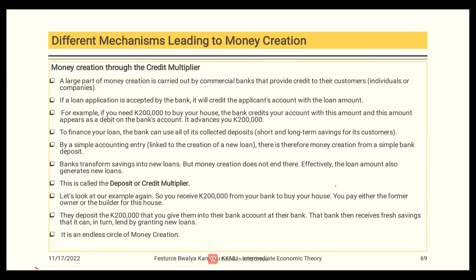For example, if you needed 200,000 to buy your house, the bank will credit your account with that amount, and this amount will appear on the bank account. To finance your loan, the bank can use all of its collected deposits, short-term deposits and long-term deposits.